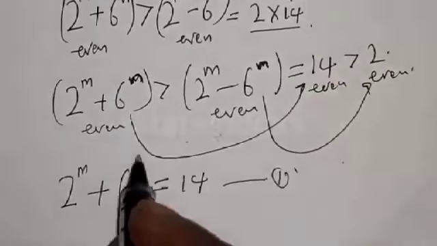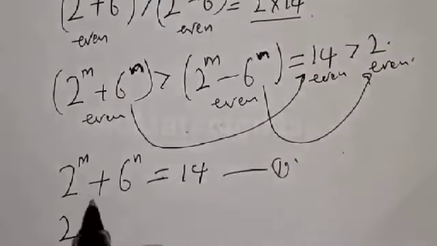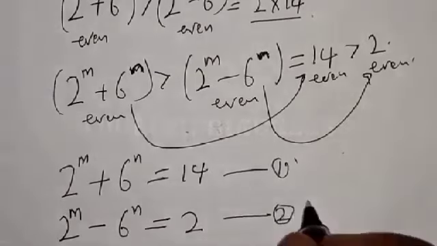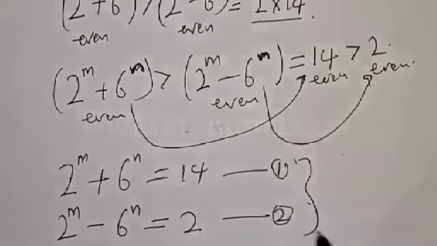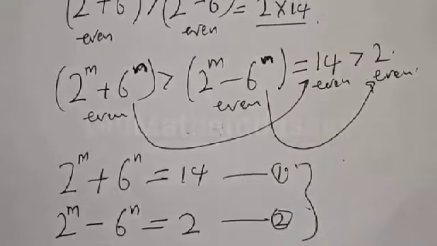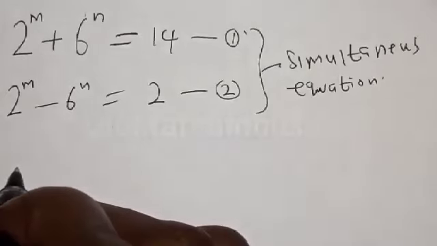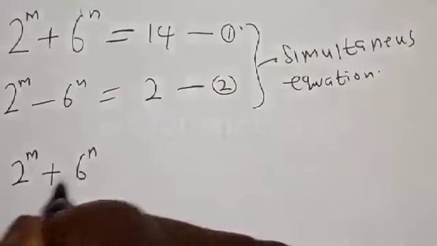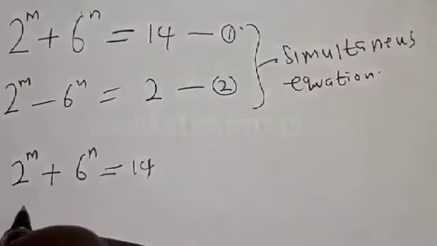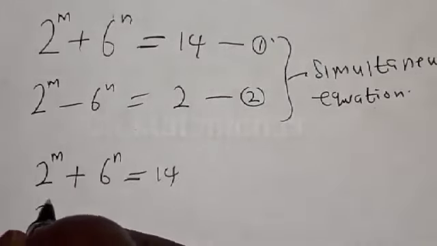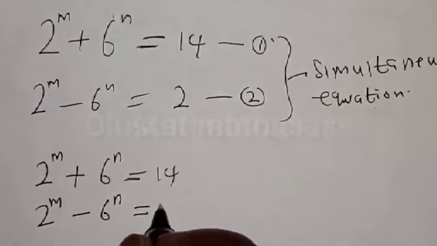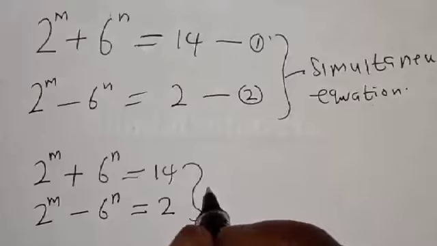And we also have 2 raised to the power m minus 6 raised to the power n is equal to 2. Let's call this equation 2. Now, this is a simultaneous equation. Let's solve using the elimination method. We have 2 raised to the power m plus 6 raised to the power n is equal to 14, then 2 raised to the power m minus 6 raised to the power n is equal to 2. Let's add equation 1 and 2 together.